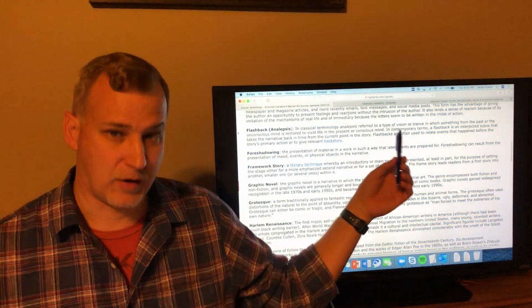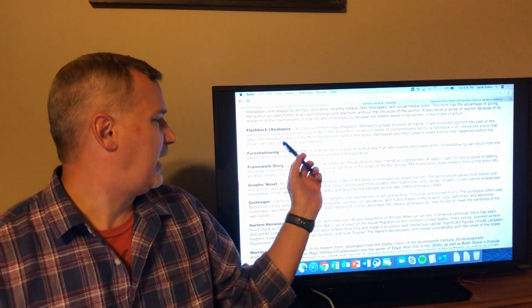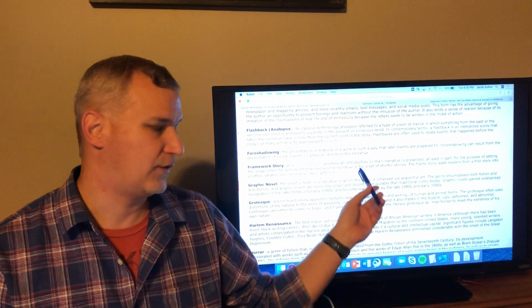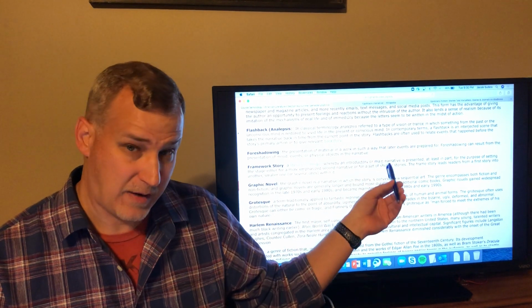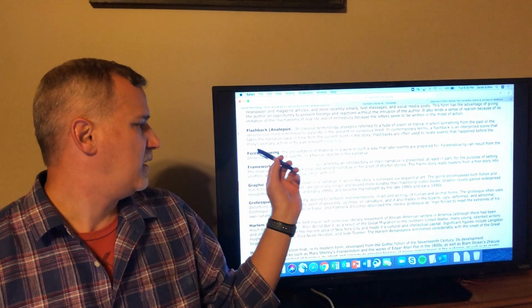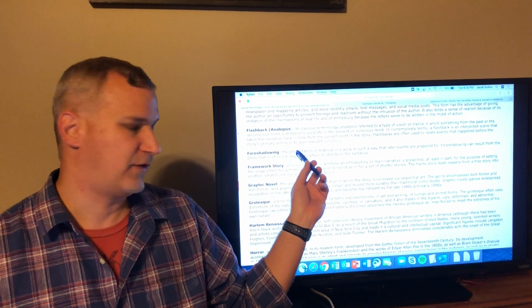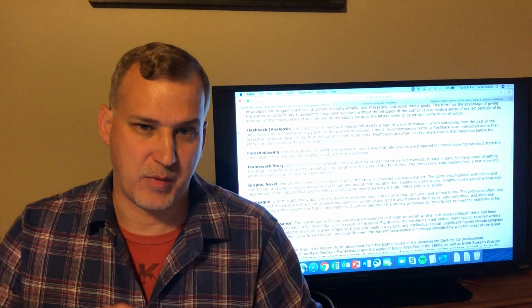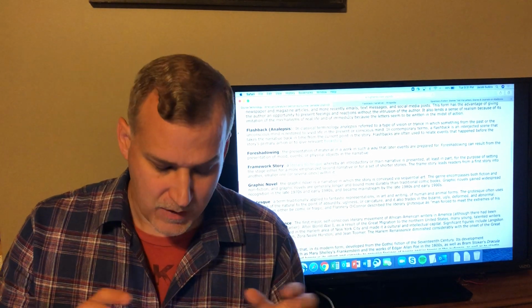In contemporary terms, flashback is an interjected scene that takes the narrative back in time from the current point in the story, the current time, the current timeline. Flashbacks are often used to relate events that happened before the story's primary action or to give relevant backstory. So what's important to understand about a flashback is, first of all, you have to have the present timeline, the present chronology of the story.